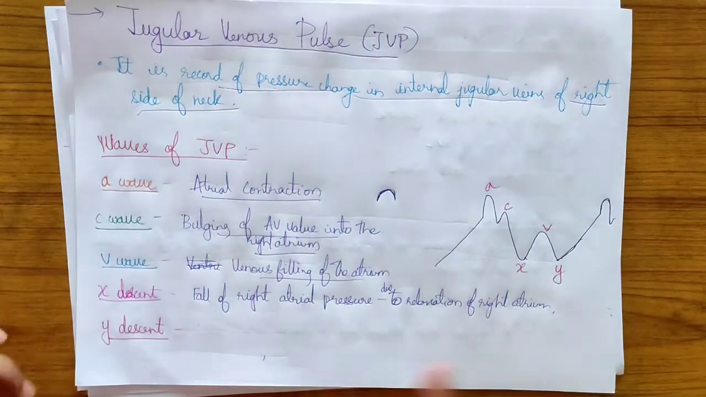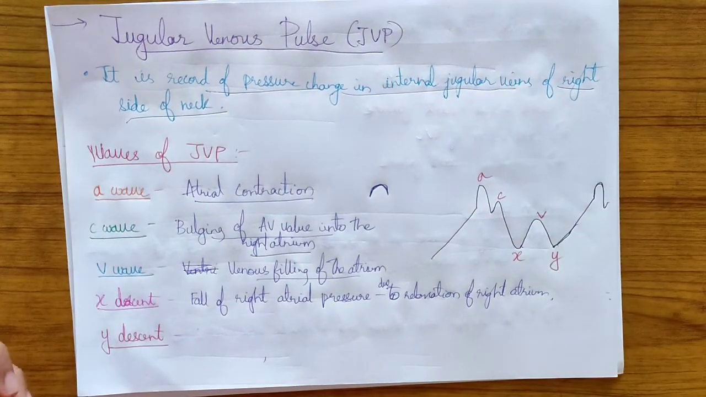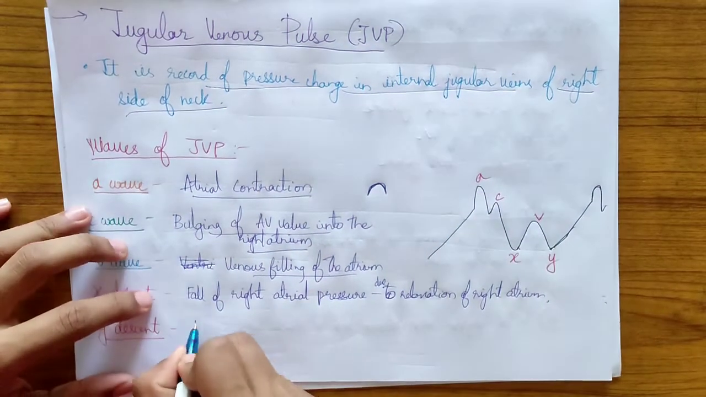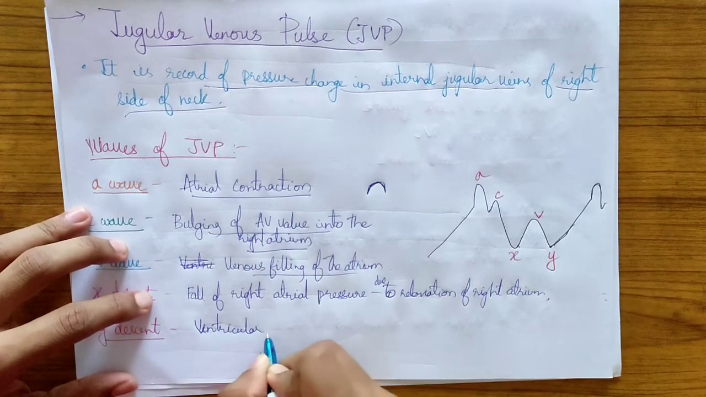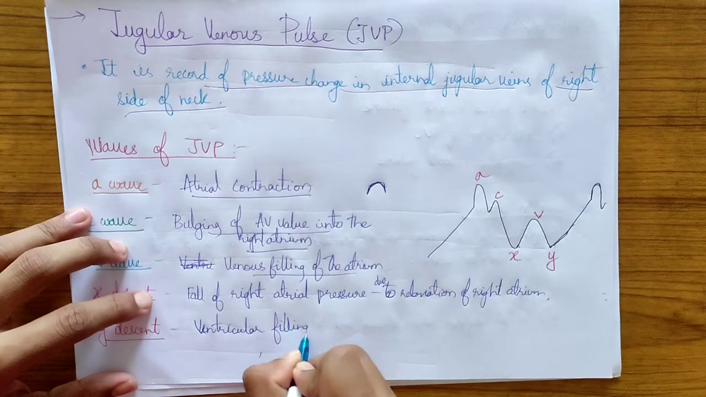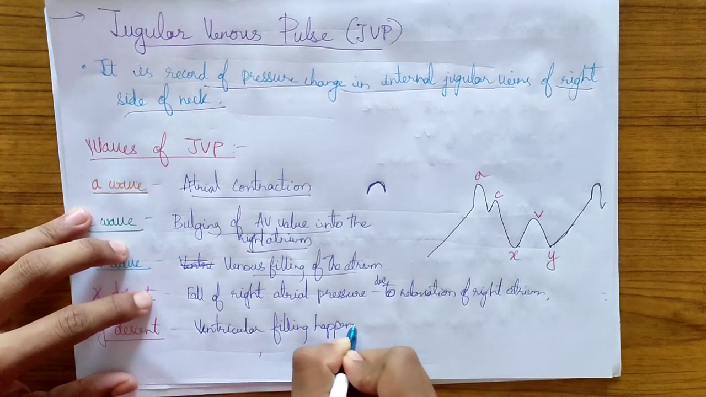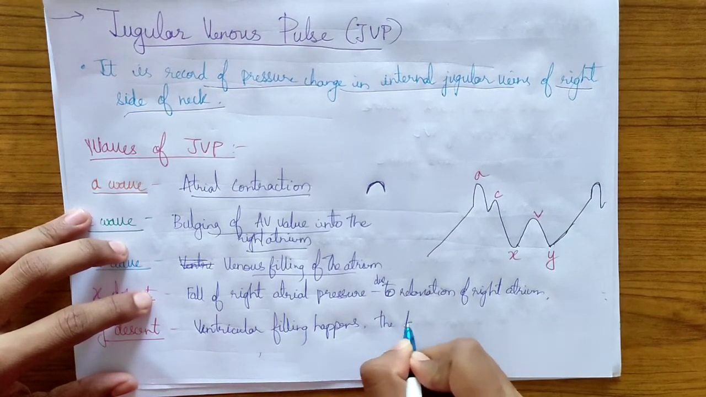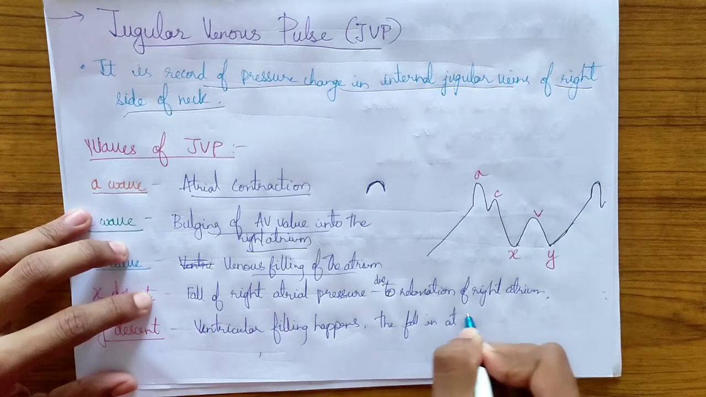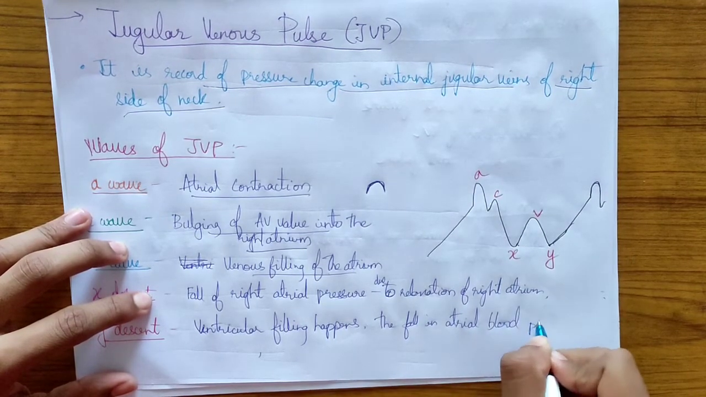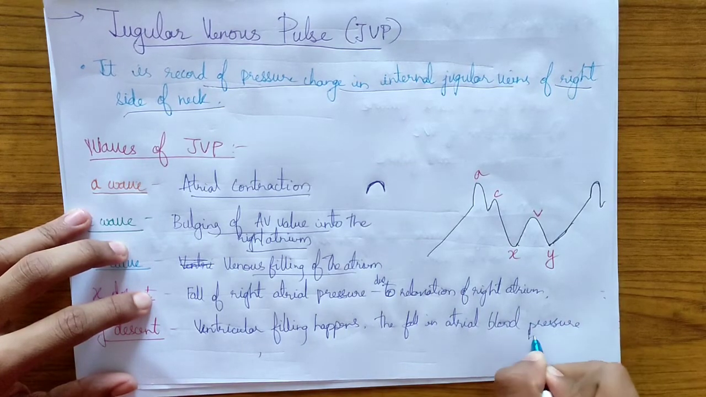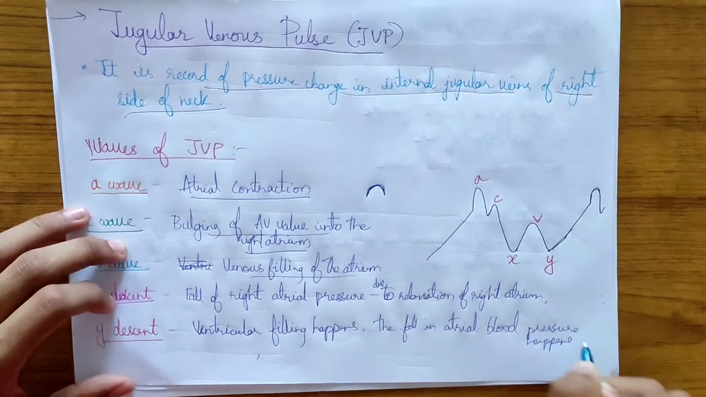So why does the Y descent happen? It happens due to the fall in right atrial pressure when the blood enters into the right ventricle. So when the ventricular filling happens, the fall in atrial blood pressure happens. So therefore there is the Y descent.